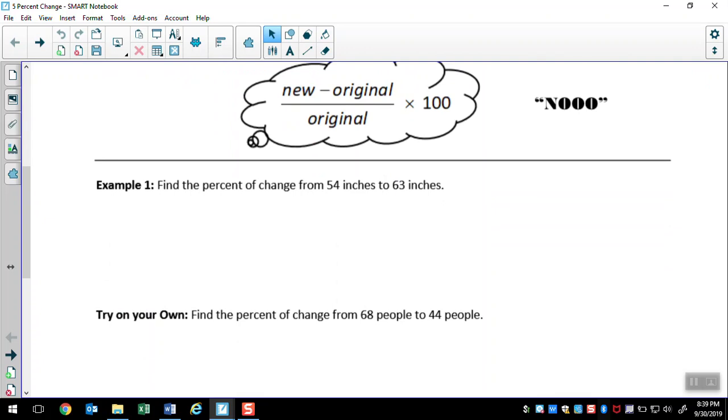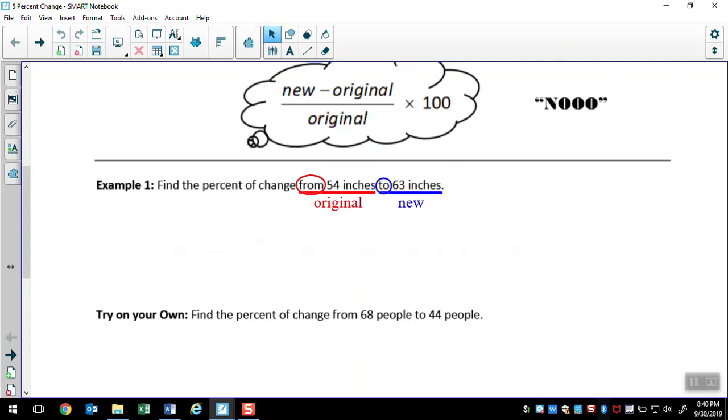So find the percent of change from 54 inches to 63 inches. We have a couple of keywords here. We have the word from and the word to. So from indicates that it's going to be our original. So from 54 inches to 63 is going to indicate that we have our new piece of information.